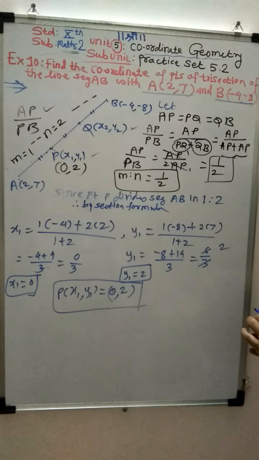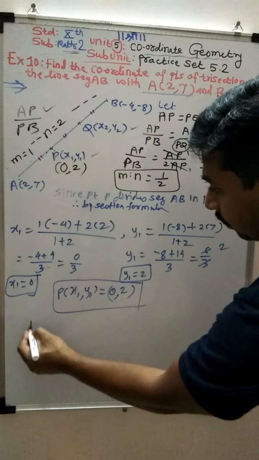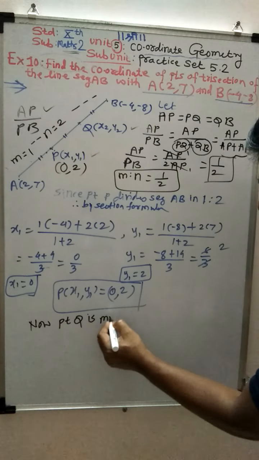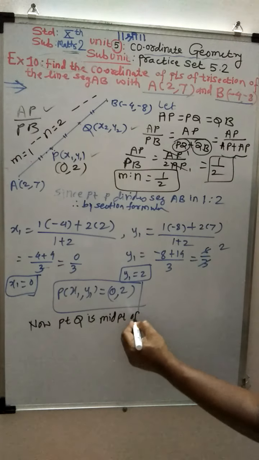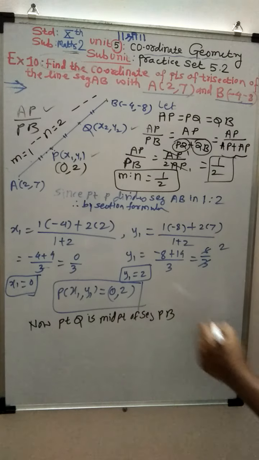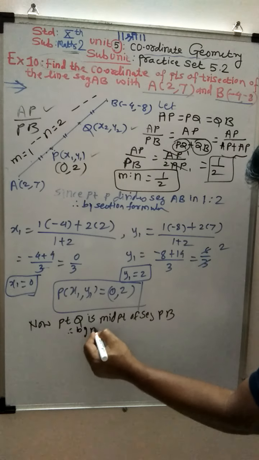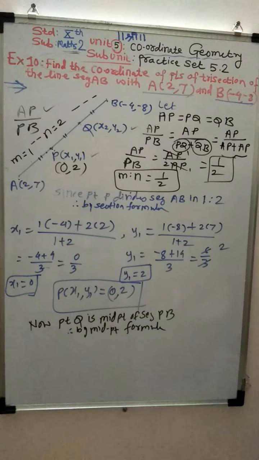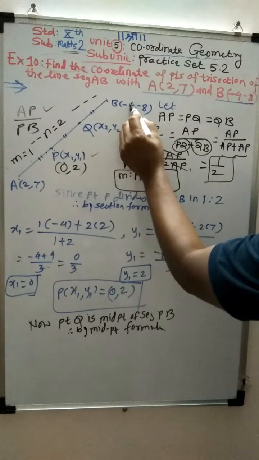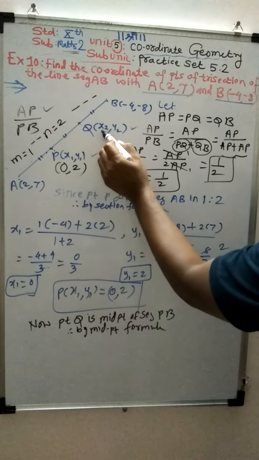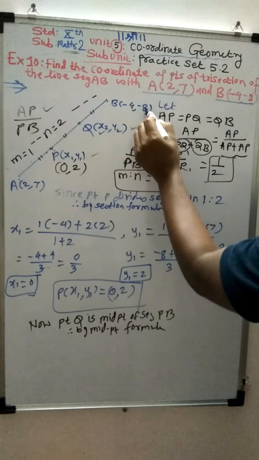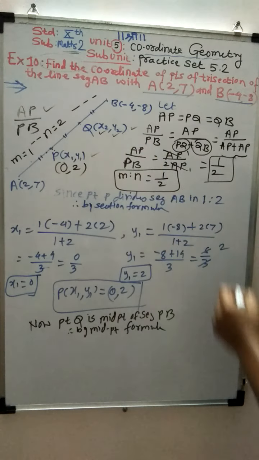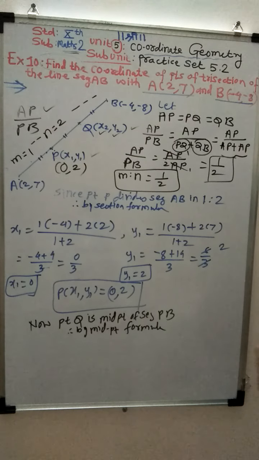Now point Q is the midpoint of segment PB. Therefore, by the midpoint formula, what is the midpoint formula? The sum of the x coordinates divided by 2 gives x2. The sum of the y coordinates of P and B, we divide by 2, we get the coordinate y2.